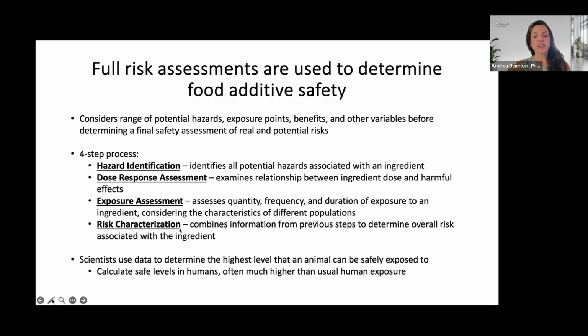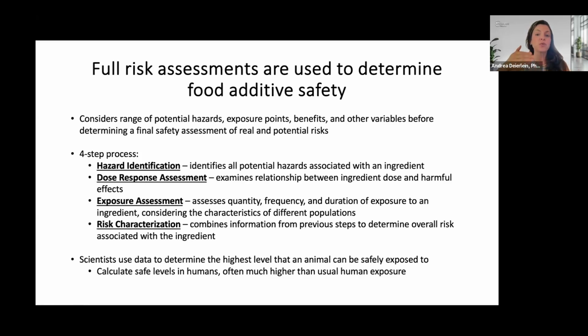And so the risk characterization is then going to combine all of this information to determine the overall risk associated with the ingredient. And then scientists can use that data to determine the highest level that an animal can be safely exposed to, and then calculate from that down the level that a human can be safely exposed to.